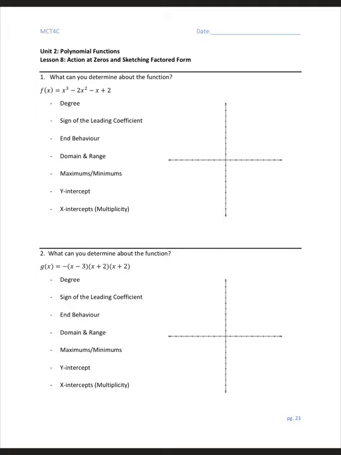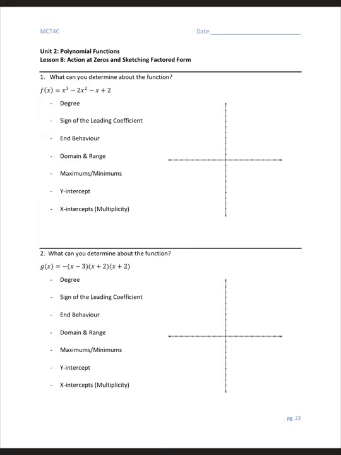Good morning, everyone. Today we're looking at Unit 2, Lesson 8, Action at Zeros and Sketching Factored Form. So we've looked at polynomial functions in this unit, and we've talked about some key features that we can identify from a polynomial function. We're going to now use those key features to help us do a rough sketch of a polynomial. So we're going to look at first a polynomial in standard form or expanded form, and then we're going to look at it in factored form.